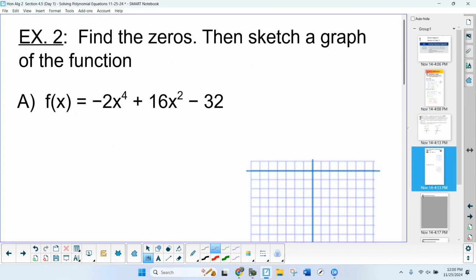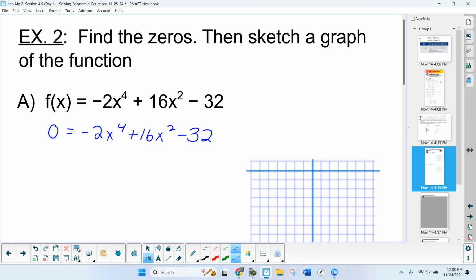This will be a no calculator graph. Okay, so we are going to do some things. It's going to be a no calculator part. Find the zeros. Okay, what do we do when we find the zeros? We just let f of x equal what? 0. Okay, so we're going to let f of x equal 0. And it says find the zeros. Remember, the zeros are the same thing as the solutions.